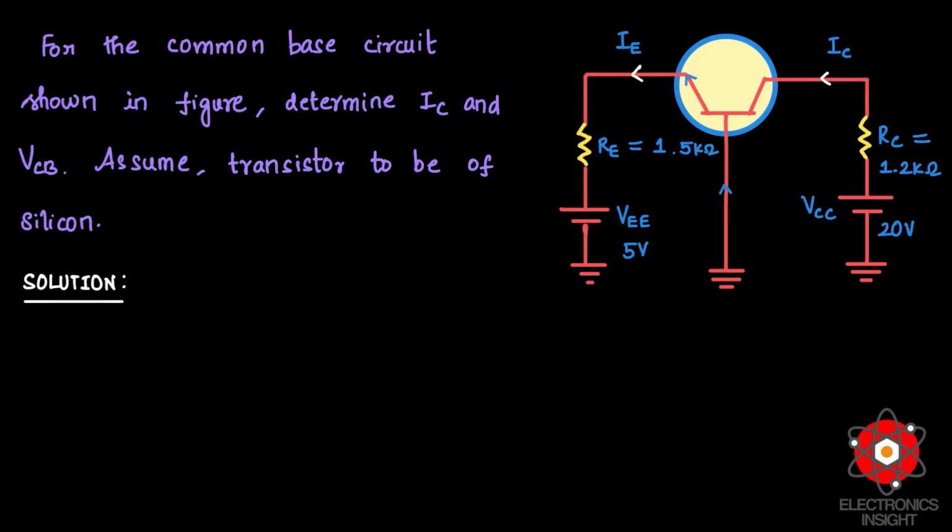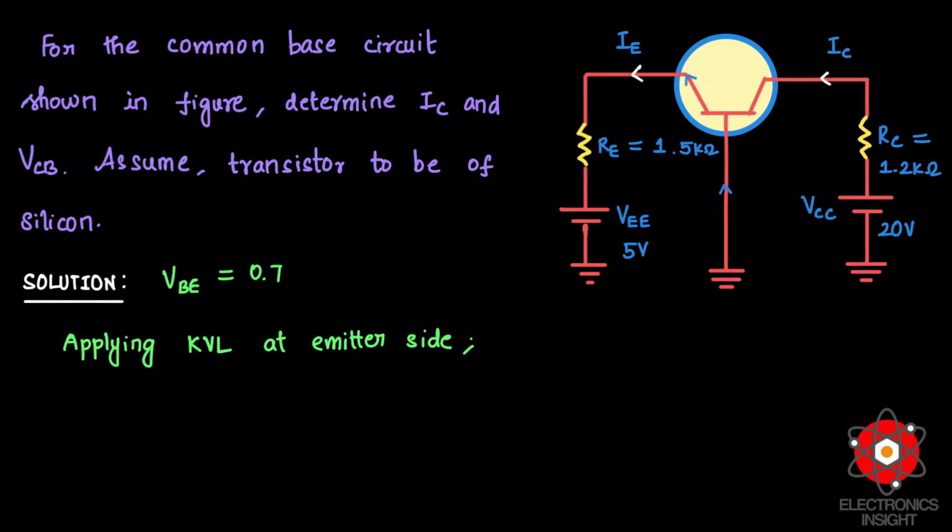Now, let us solve one problem related to the common base circuit configuration of an NPN transistor. For the common base circuit shown in the figure, we have to determine the collector current IC and VCB, the collector to base voltage, and we have to assume that the transistor is silicon. The given data says the emitter resistance RE is given, collector resistance RC is given, VEE is 5 volts and VCC is 20 volts. And we know that the transistor is silicon, so therefore the voltage VBE will be 0.7.